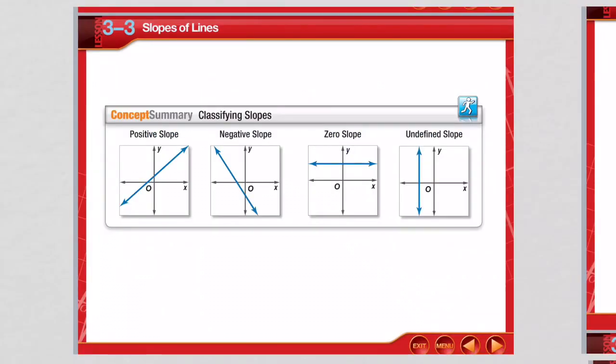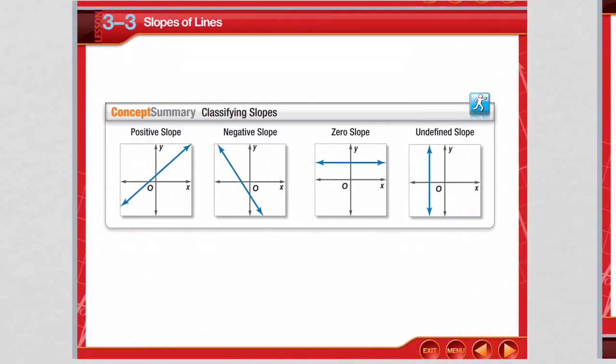Okay, the next thing we need to talk about is different types of slopes. You notice a positive slope goes up, negative slope goes down, a zero slope is just a horizontal line, and an undefined slope is a vertical line. Those things are there to help you when you look at a graph to see if your slope is correct, if it's positive or negative.